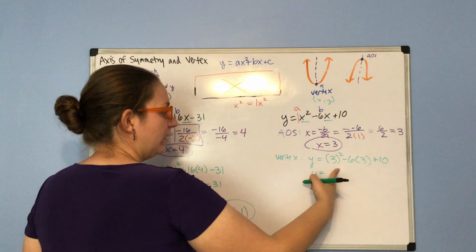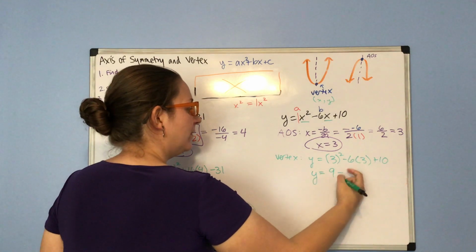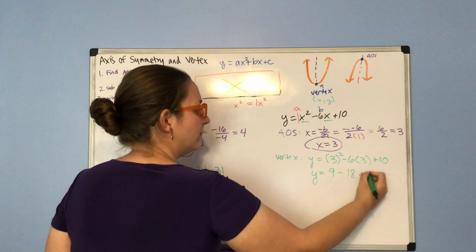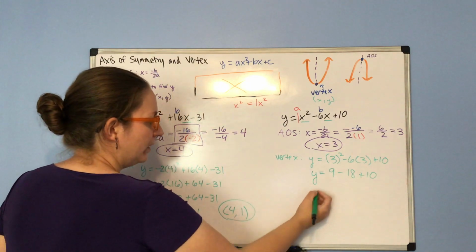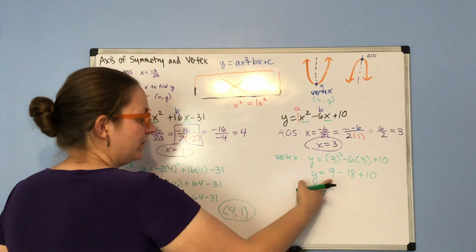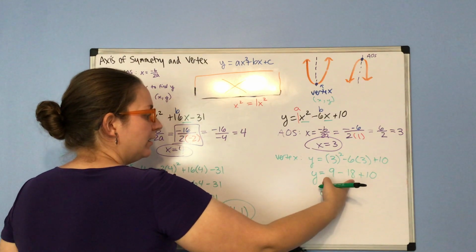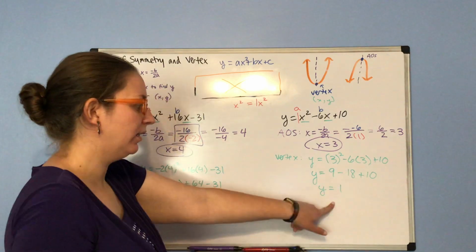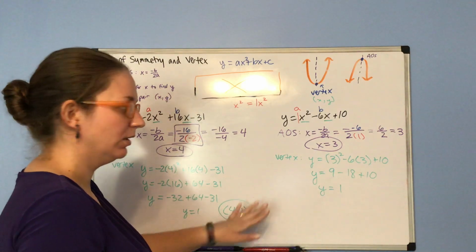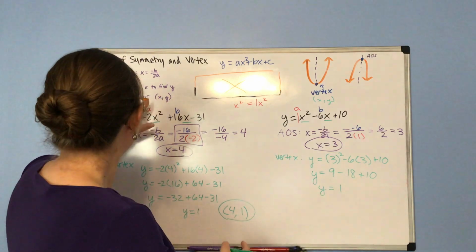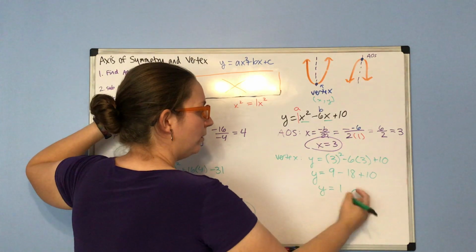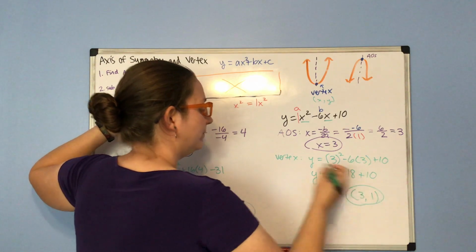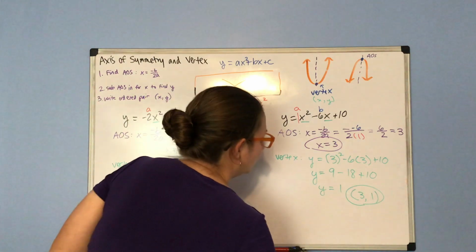Let's do this simplifying here. 3 squared is 9. 6 times 3 is 18, negative because there was a minus in front of it. Plus 10. I'm going to do all my adding at once. 9 minus 18 is negative 9. Plus 10 is 1. So we got 1 again. That's just a coincidence, not a big deal. We're almost done. Now we just need to write our ordered pair. My ordered pair is my x, which was 3, my y, which is 1.